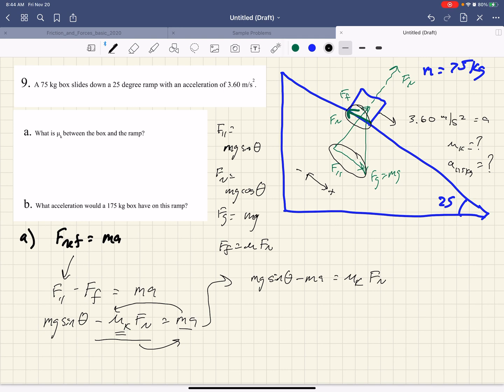And guess what I'm going to do? I'm going to divide both sides by the normal force. That brings it over there. And remember that the normal force is really just mg cos theta. So I'm just going to go ahead and replace that right now with mg cos theta.